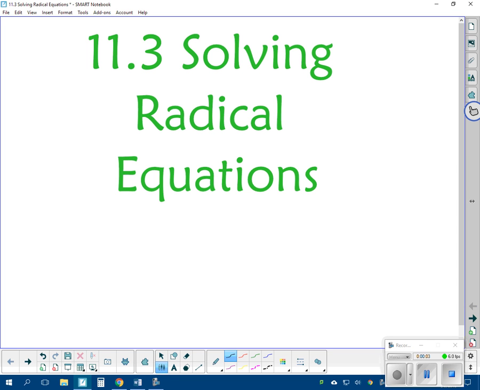Hey guys, this is the last section in chapter 11, and it is 11.3, solving radical equations. So the good thing is you're going to solve these pretty much the same way you solve any other equation. The bad news is if you don't know how to solve equations, you're going to be in a whole lot of trouble. So hopefully we're going to get this down pretty quickly and it'll be nice and easy for you.